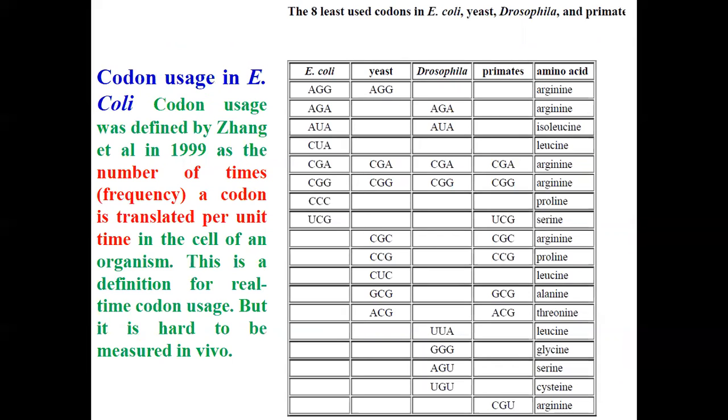Here are the examples of codon usage in E. coli. In this slide, we can see in this table that AGG, AGA, AUA, CUA, CGA, CGG, CCC, and UCG are the least used codons in E. coli.